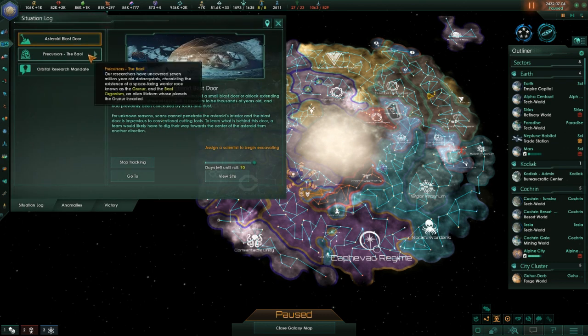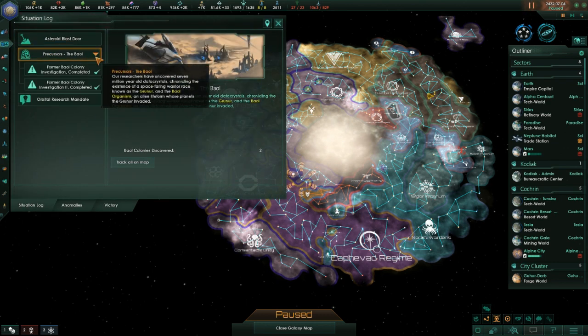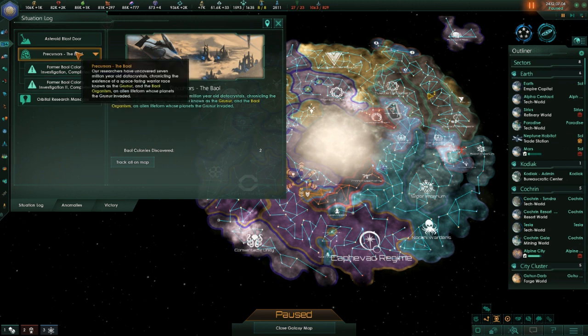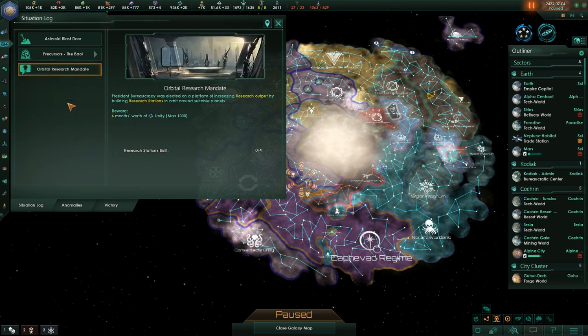This is the malfunctioning precursor chain I was chasing, where I was learning all about the bowl, and then all of a sudden it just stopped. It's a malfunction, and I think it happened because there was a major update while I was playing this game. Here is my orbital research mandate, something that is unique to democracies, which I will talk about in another video. But yes, any quests, any anomalies, anything you want to really check out, here is your situation log.